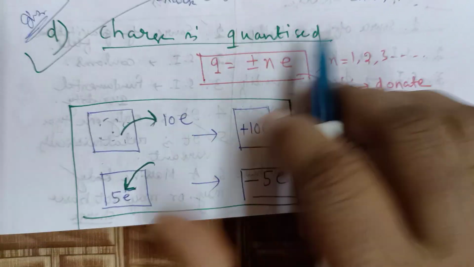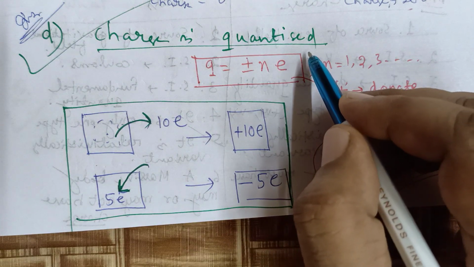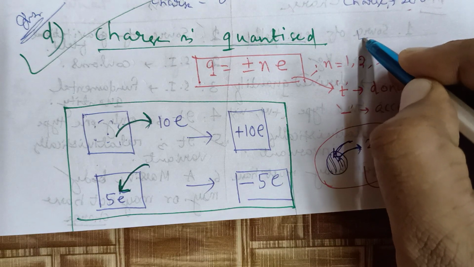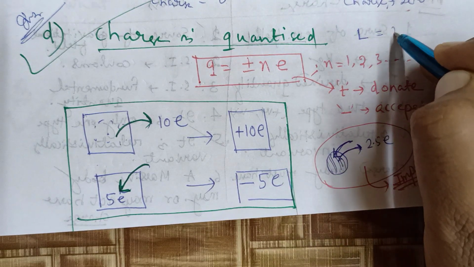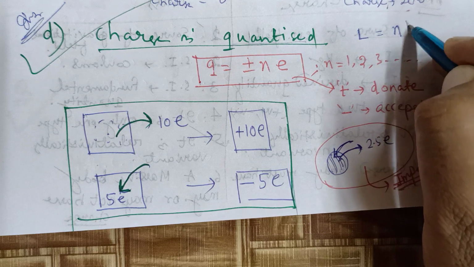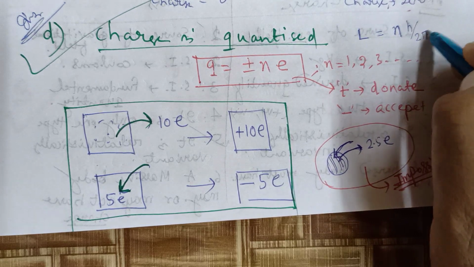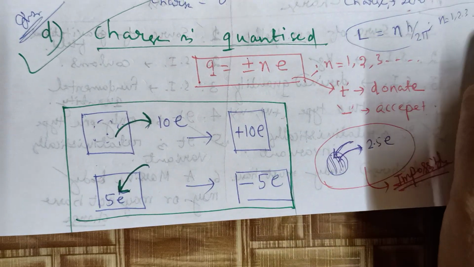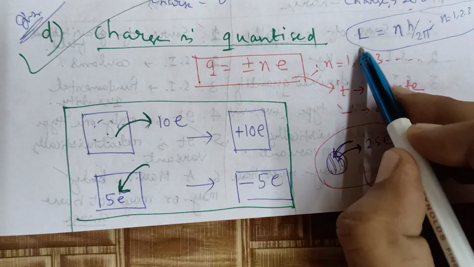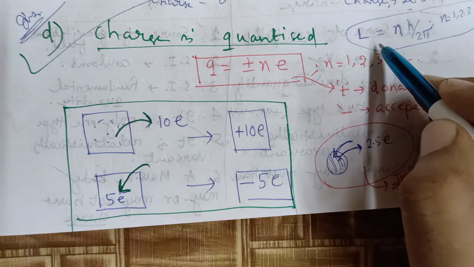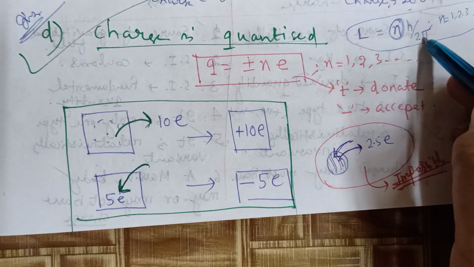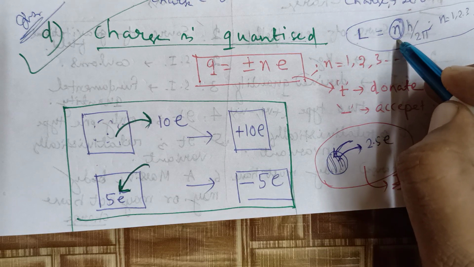Now there is an important property: charge is quantized. In your chemistry, atomic structure, you know that term, quantized. Let me remind you: the angular momentum of the orbital electron is quantized. That means it is an integral multiple of n into h by 2 pi, and n is a pure number. That is from Bohr's model in chemistry. Quantized means anything which is expressed in terms of an integer multiple of something. So we can say that it is quantized.